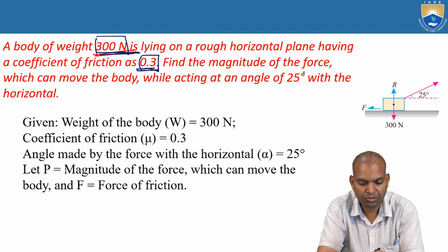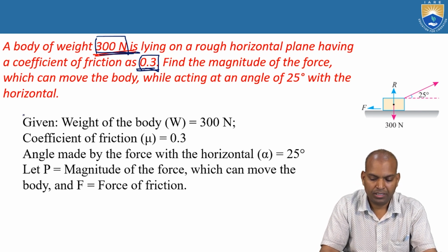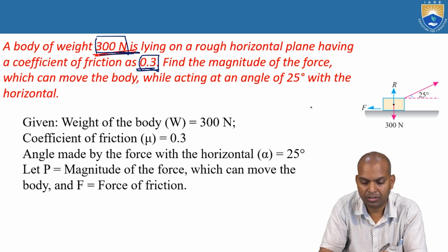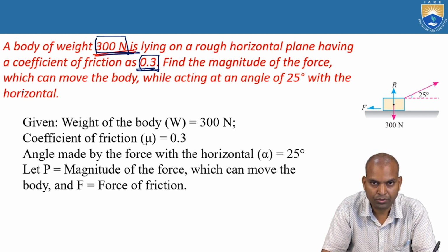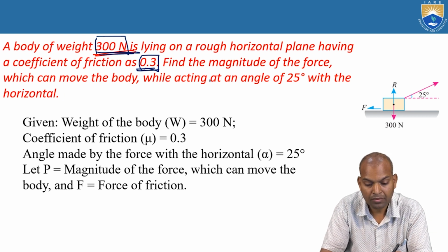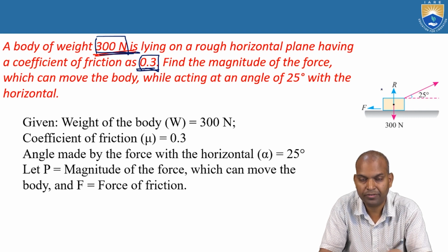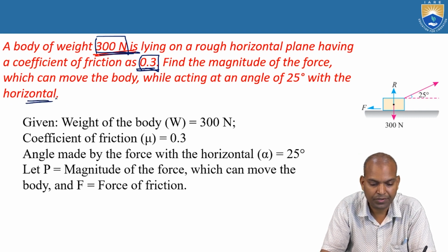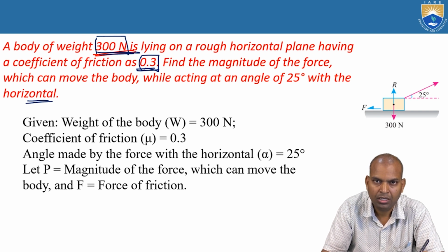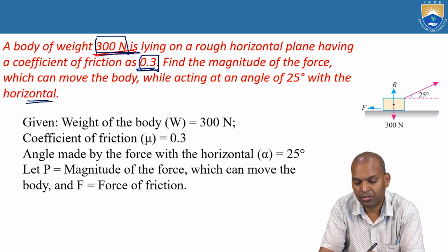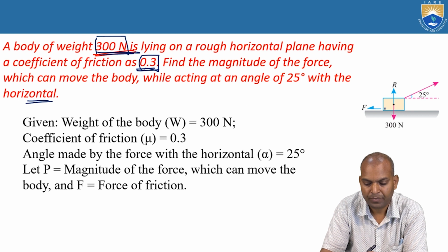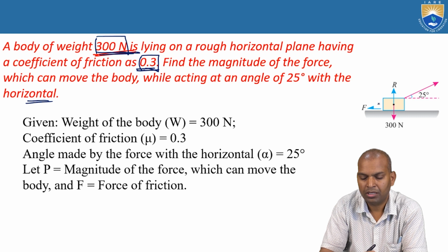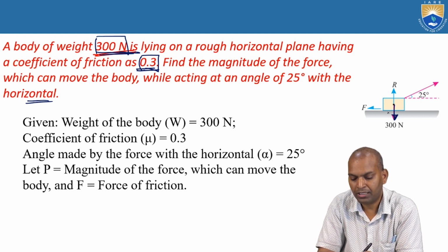acting at an angle of 25 degrees with the horizontal. So here we have to find the magnitude of the force acting at an angle of 25 degrees with the horizontal surface. From this description, we have drawn the diagram. This is the weight of the body, 300 newtons, on the horizontal surface, which acts vertically downwards.